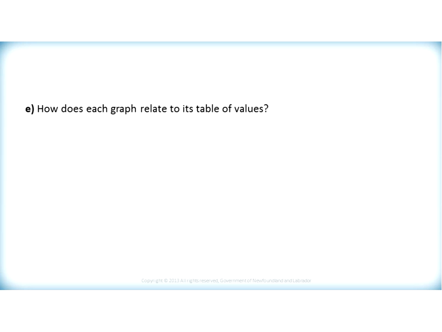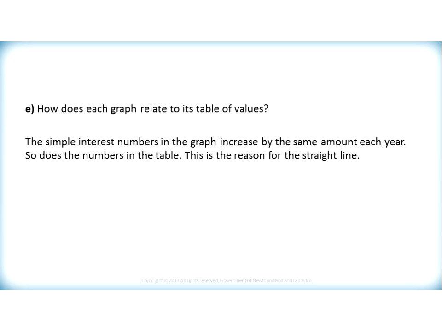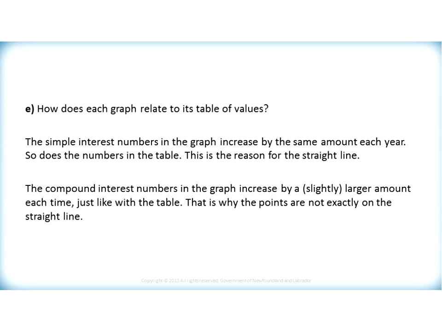So how does each graph relate to its table of values? The simple interest numbers in the graph increase by the same amount each year. So do the numbers in the table. Every year, $300 was added. It was consistent. It was $300 every single year. This is the reason for our straight line. We had a constant increase of $300 every year. Comparing that to our compound interest, the compound interest numbers in the graph increase by a slightly larger amount each time, just like with our table. This is why the points are not exactly on the straight line.